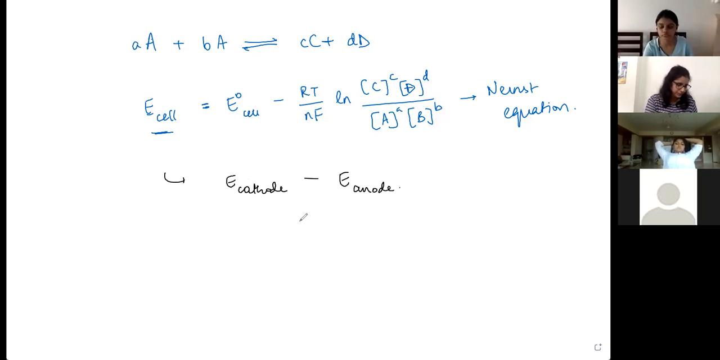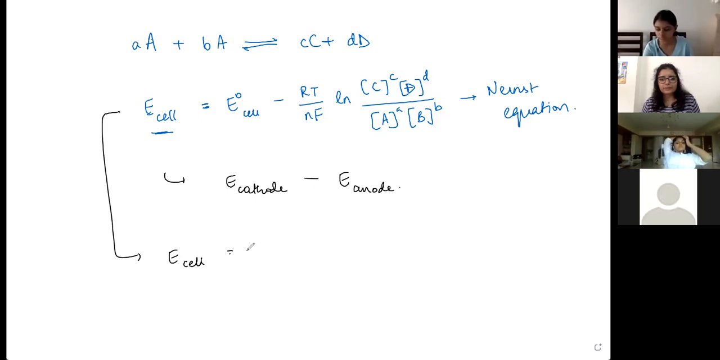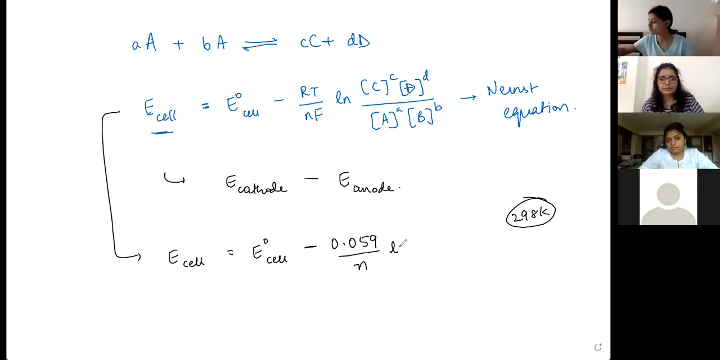So what do you guys have? For the sake of calculation, you can modify this as E cell equal to E naught at standard conditions minus 0.059, if you are measuring it specifically at 298 Kelvin. Otherwise, depending on the temperature, the value changes. So you get 0.059 by N into logarithm to the base 10 of the concentration of products upon reactants.